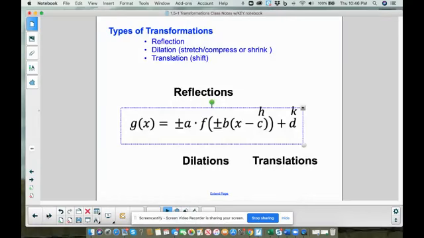What we're going to do with them. Once you have a parent function, like a function f, you can transform it into a different function, function g, by applying various different transformations. We have reflections, dilations, which are also known as stretches, compresses, or shrinks, and we have shifting. Proper name for that is translations. So let's have a look at those in more detail.